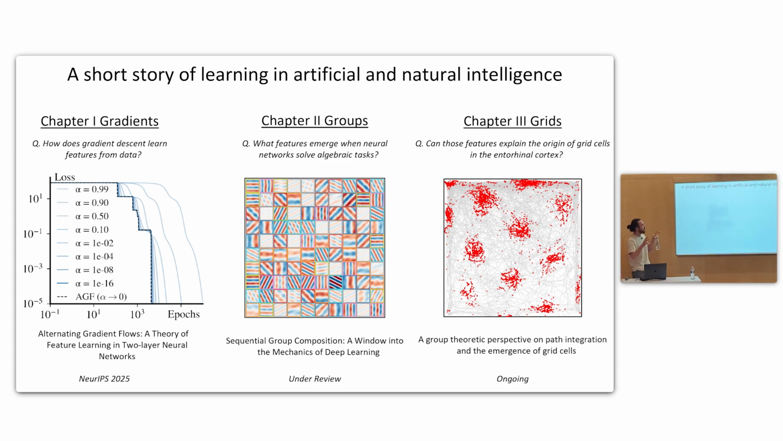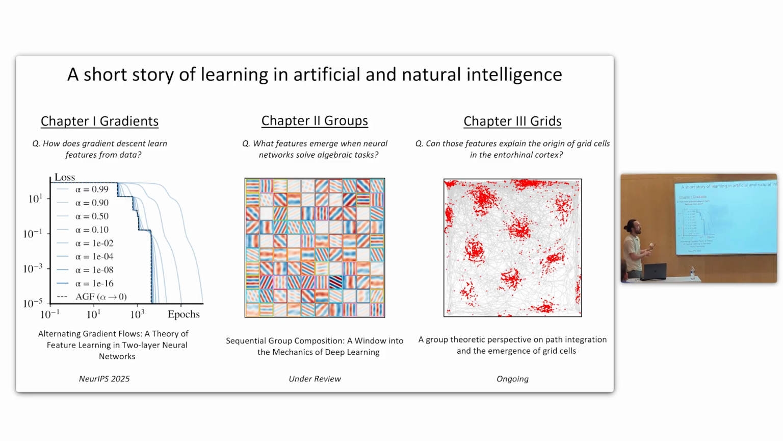All right, so this is gonna be a short story of learning in artificial and natural intelligence. This is principles of intelligence, not necessarily just artificial. So I'm hoping to get to some natural intelligence at the end of the talk. And there'll be 3 parts, 3 chapters in this story.